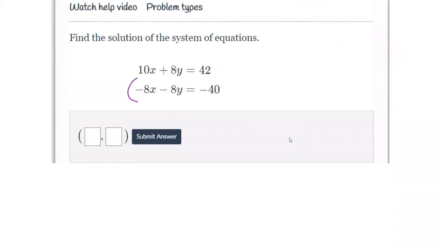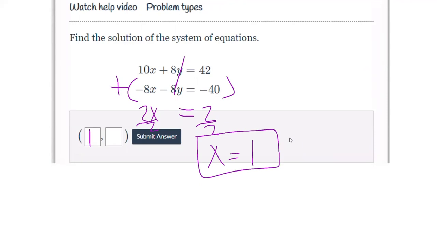So I'm going to add this entire equation, and we have to add everything. We have to add the x's, the y's, and the constants. If we add these together, 10 plus negative 8 would be 2x. 8 plus negative 8 cancels. 42 plus negative 40 would equal positive 2. So you would just divide, and you'll get x equals 1.